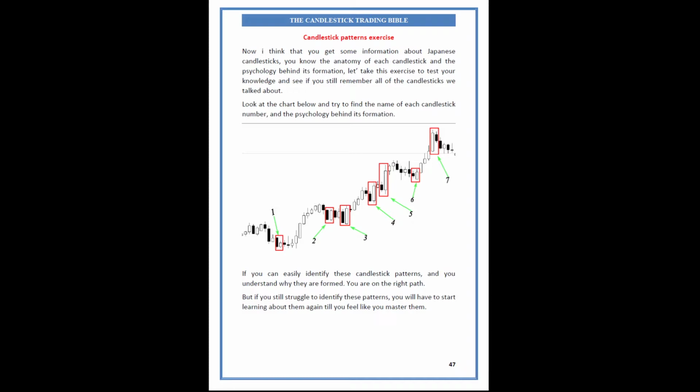Number 2 is a tweezer bottom. Number 3 is a bullish engulfing. Number 4, bullish engulfing. Number 5, another bullish engulfing. Number 6, I'm not too sure. And number 7 would also be a bullish engulfing. If you can easily identify these candlestick patterns and you understand why they are formed, you're on the right path. But if you struggle to identify these patterns, you'll have to start learning about them again until you master them.